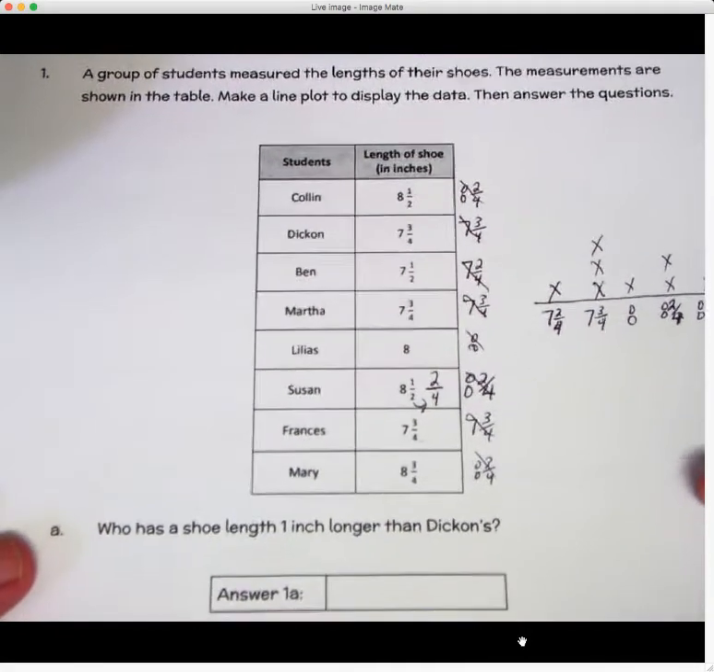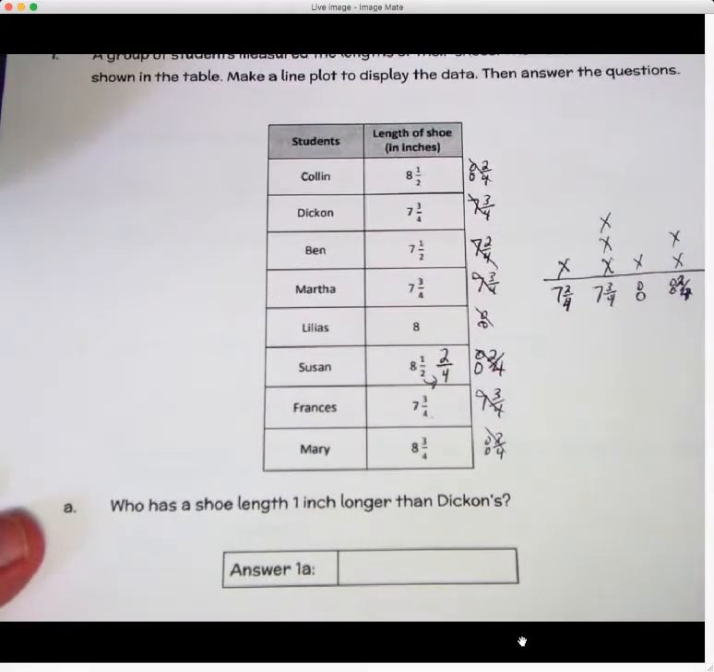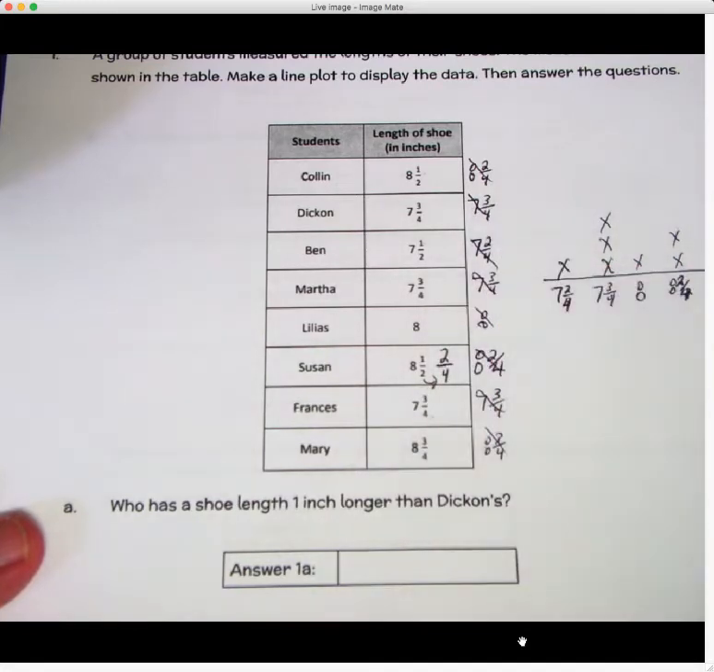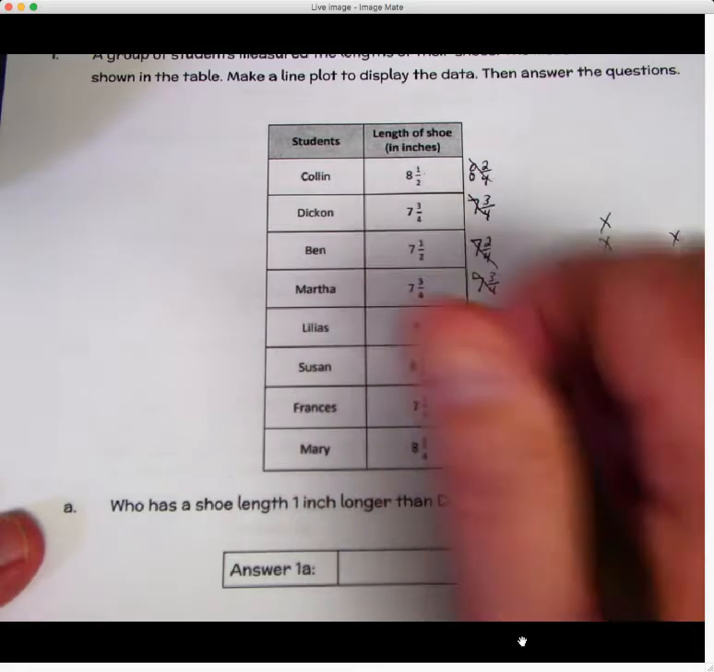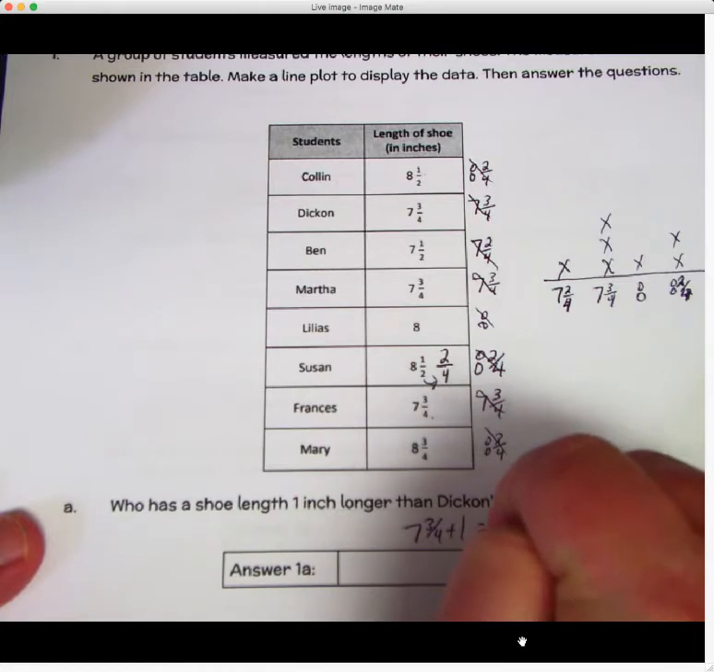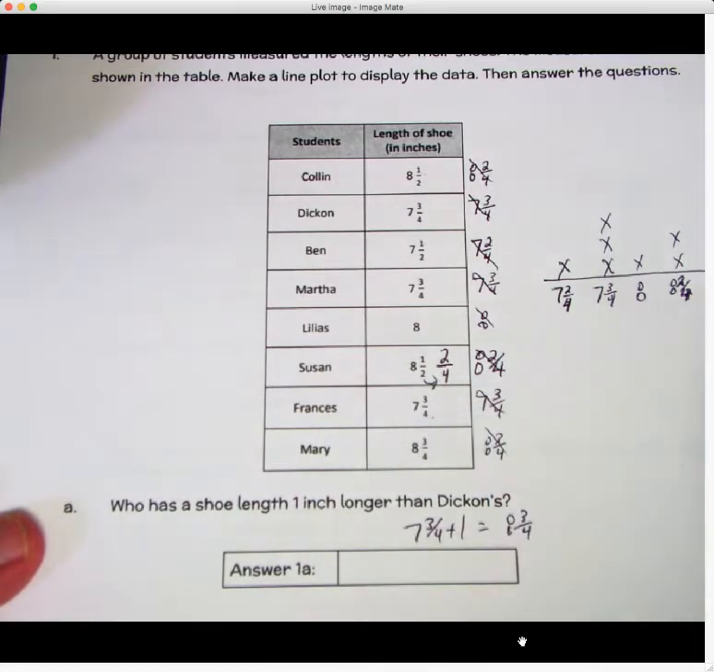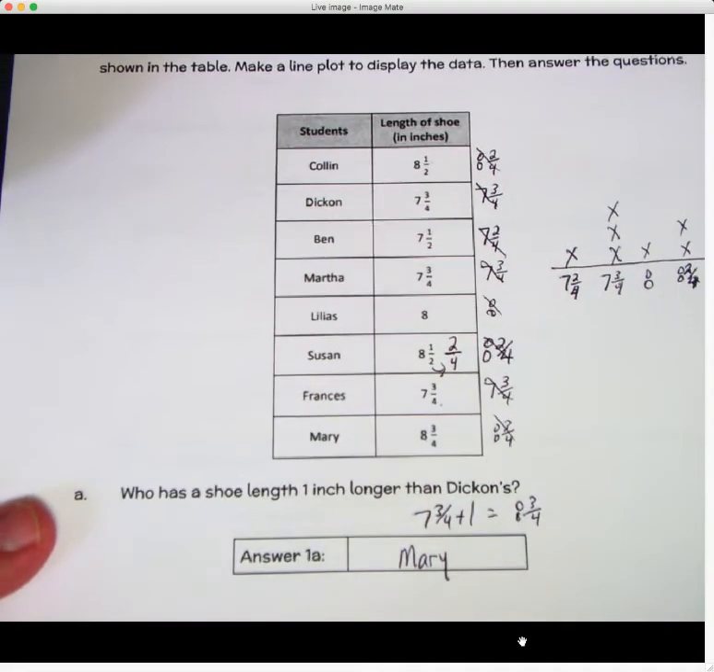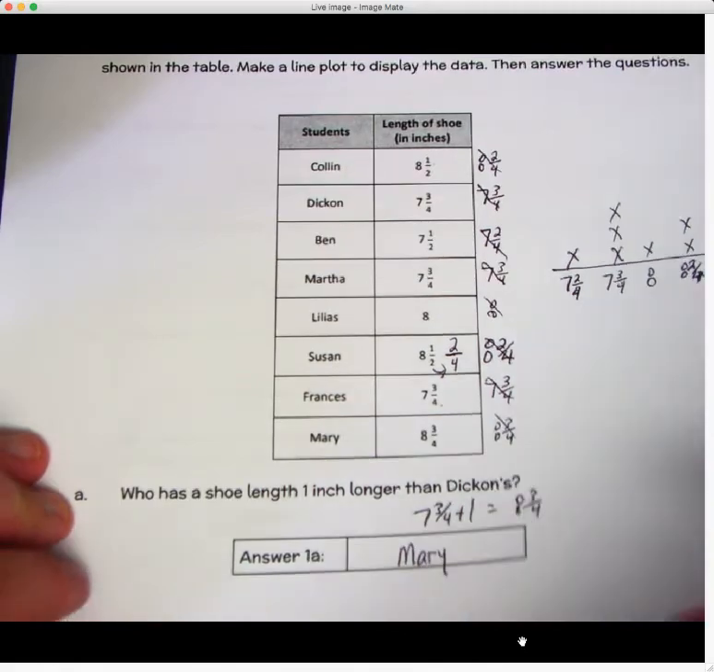So, for example, who has a shoe length 1 inch longer than Dickens? Okay, well, first we need to know how long Dickens is. Dickens is 7 3/4. His shoe size is 7 3/4. So if we add 1 to 7 3/4, what do we get? 7 3/4 plus 1 is going to be 8 3/4. So who has a shoe size that's 8 3/4? It's Mary. Mary has a shoe size 8 3/4. Okay, let's go to the next question.